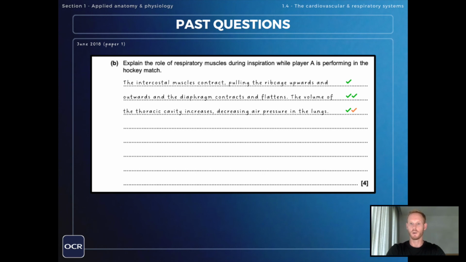And since molecules always diffuse from areas of high to low pressure, this would cause atmospheric air to move into the lungs. In terms of where the marks come from here, you get 1 for stating that the intercostal muscles contract, 1 for mentioning that this causes the rib cage to move upwards and outwards, and 1 for stating that the diaphragm contracts and flattens during inspiration. You'd also get another mark for stating that this increases the volume of the thoracic cavity or lungs, and also for mentioning that this leads to a decrease in air pressure within the lungs relative to that of outside or atmospheric air. And I've put that one in orange because we've already gained 4 marks from the previous points.